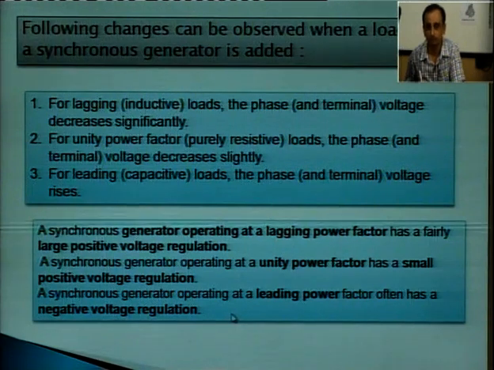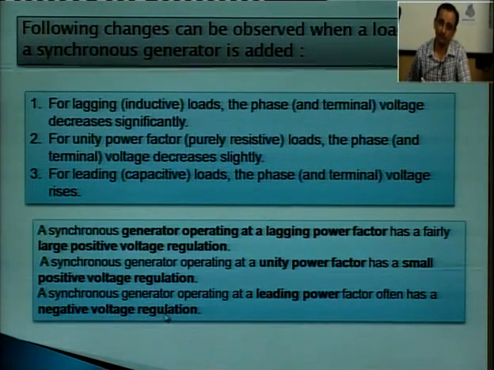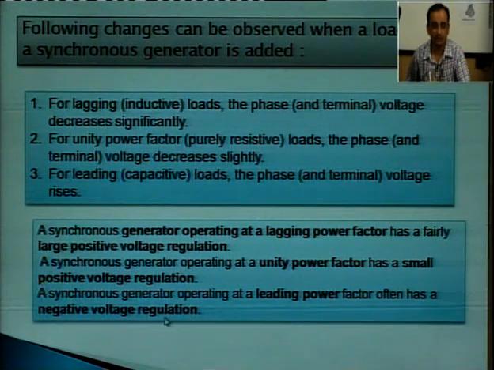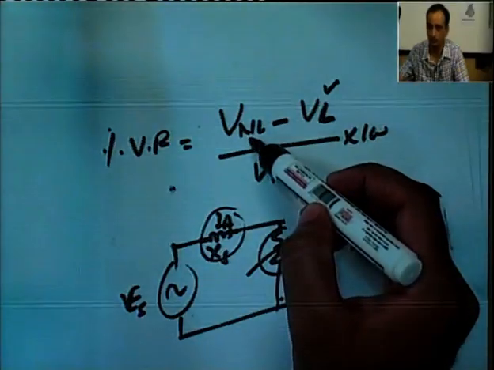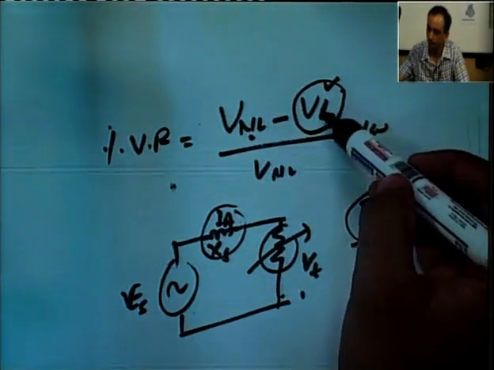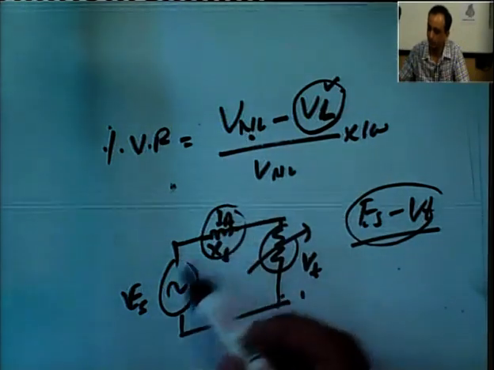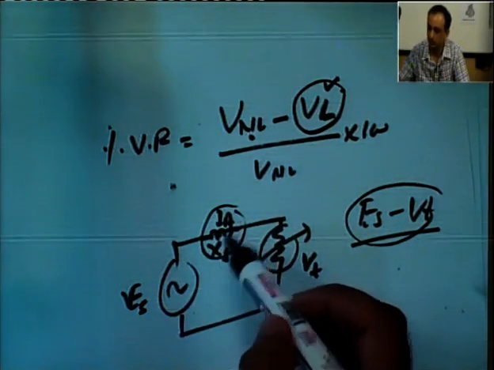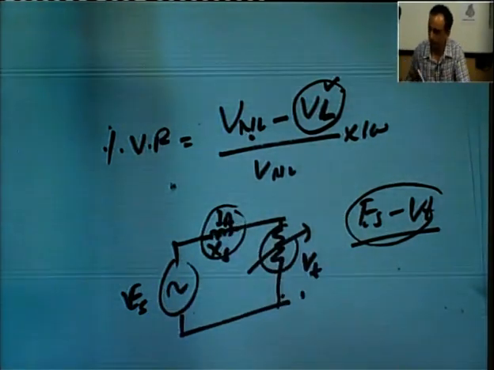So, that means the terminal voltage is higher in the case of leading power factor as compared to the supply voltage. That is because we get negative voltage regulation only if this is higher as compared to the no load voltage. This voltage will be higher only if the drop is added to this. So, it is possible only if there is leading power factor.